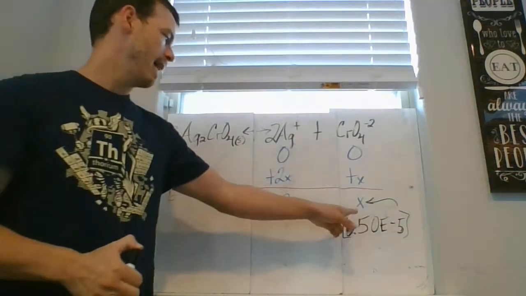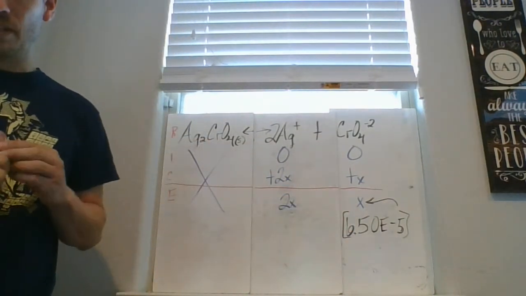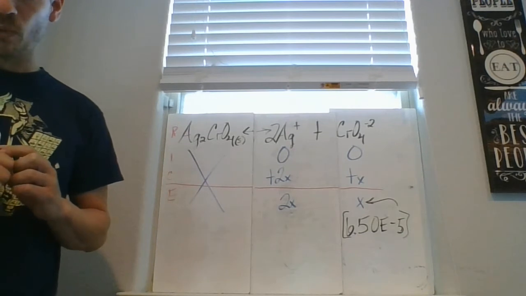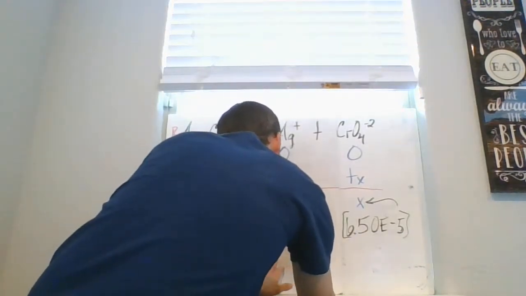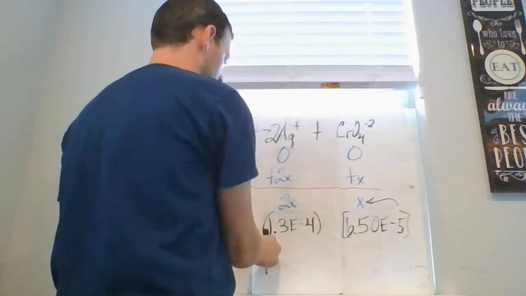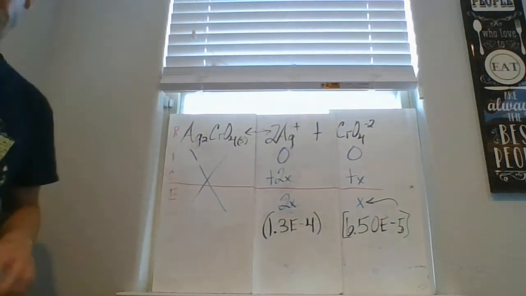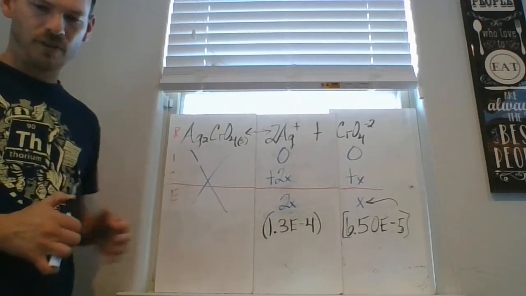Okay, well, if I know that that's x and this is 2x, then that number twice is going to be the other missing value, and I get 1.3 E negative 4 here. And now we can move forward to find the Ksp.